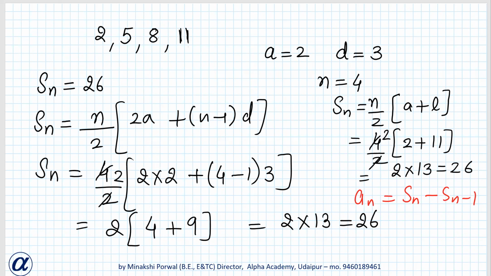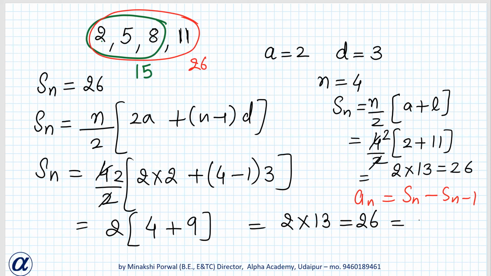S of n minus 1 मतलब सिर्फ n minus 1 टर्म्स का सम निकालना है. तो S of n minus 1 क्या हो जाएगा? 8 plus 2, 10 plus 5, 15. और Sn क्या हो जाएगा? Sn will be sum of all these terms. So 15 plus 11, 26. So when we are using this formula, basically what we are doing, 26 minus 15, that is 11. ये तो हुआ S of n minus 1 और ये हुआ S of n. तो दोनों का डिफरेंस क्या देता है? an.